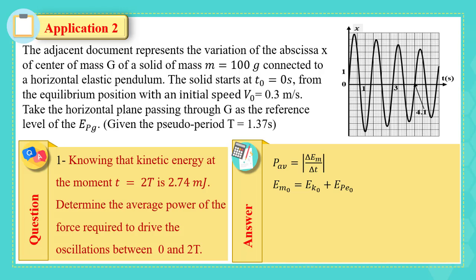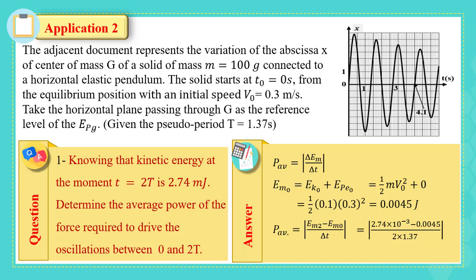The mechanical energy at t equals 0 is the kinetic energy plus the elastic potential energy. But at equilibrium, the elastic potential energy is 0. So the kinetic energy at 0 seconds is half m v squared, which is 0.0045 joules. Now the average power is the absolute value of the difference between the mechanical energy at the second period minus the mechanical energy at 0 seconds, over delta t. The mechanical energy at the second period is given as 2.74 times 10 exponent minus 3 joules, minus 0.0045 joules that we have just found, divided by 2 times the period, which is 1.37. And the answer is 0.64 times 10 exponent minus 3 watt.